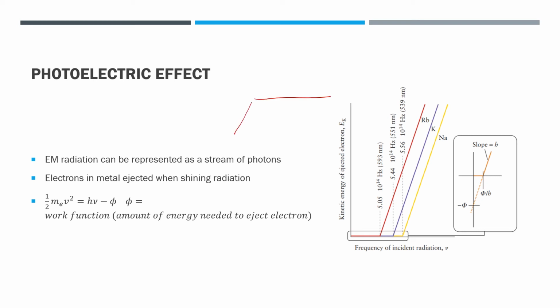Basically, Einstein took a metal sheet, and he shined electromagnetic radiation onto this metal sheet. And what happened was electrons are emitted from this metal sheet. So this didn't really make sense unless electromagnetic radiation could be represented as a stream of photons. So this is how we're going to think about it. Electromagnetic radiation is represented as a stream of photons hitting this metal sheet.